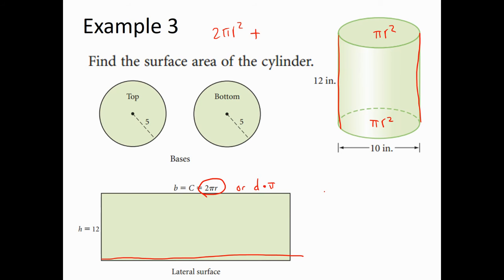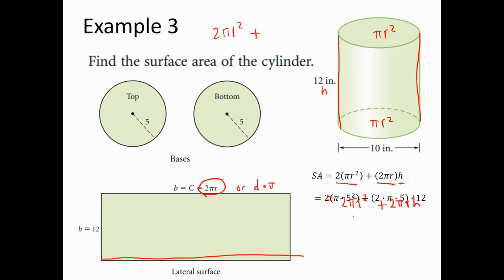So our formula for the total surface area would be 2 pi r squared plus 2 pi r times the height. H is 12 in this case. This is probably the easiest way to remember this: 2 pi r squared plus 2 pi r h.